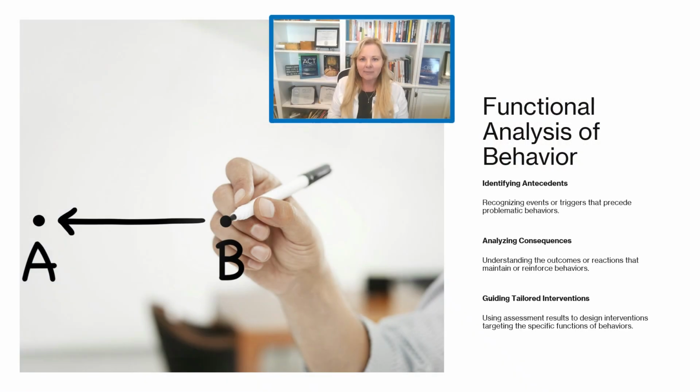As in all of the subspecialties of applied behavior analysis, clinical behavior analysis analyzes the functions of specific behaviors. It begins by identifying antecedents, recognizing those events or triggers that precede behaviors. And then it analyzes the consequences to understand the outcomes or reactions that maintain or reinforce those behaviors. Then, using assessment results, it designs tailored interventions targeting the specific functions of behavior.